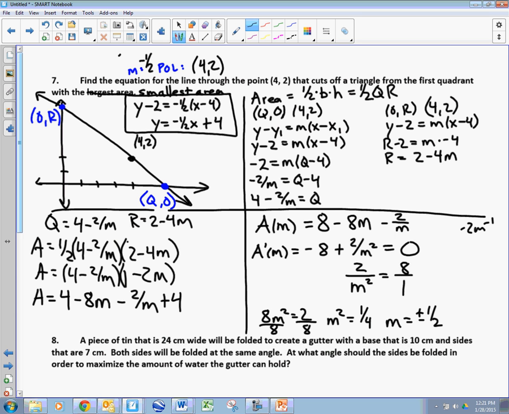That is the equation for the line that will cut off a triangle through (4, 2) that has the smallest possible area in the first quadrant. Isn't that impressive?